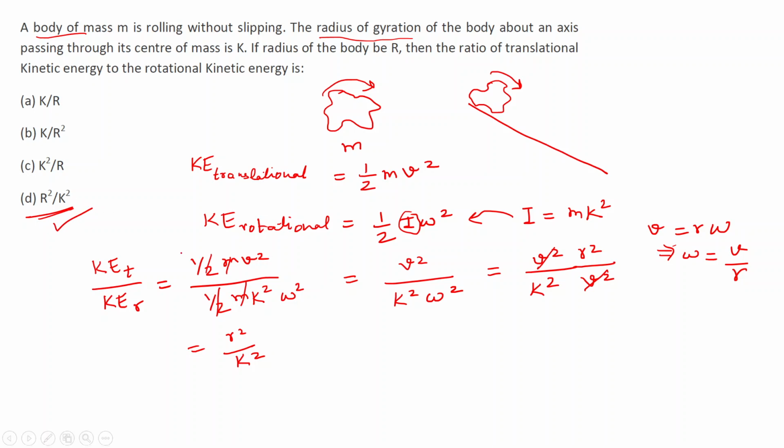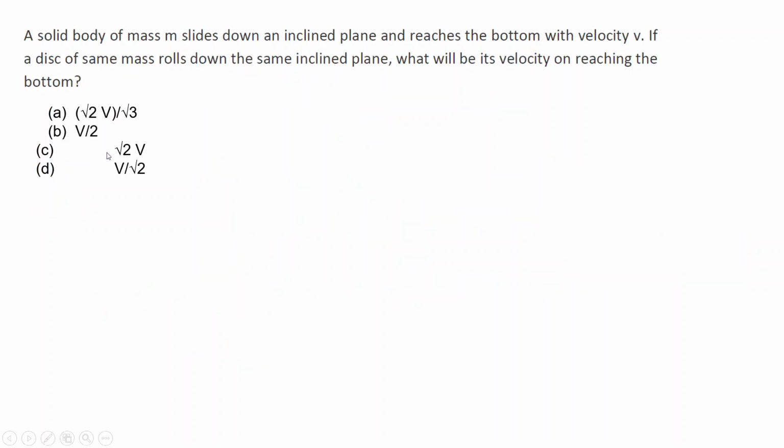Okay, so now next question. A solid body of mass m slides down an inclined plane. So there is an inclined plane and there is a solid body. Again, the shape has not been told, so some kind of body of mass m. It slides down an inclined plane and reaches the bottom with velocity v.